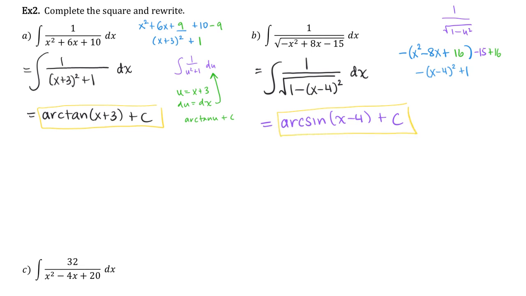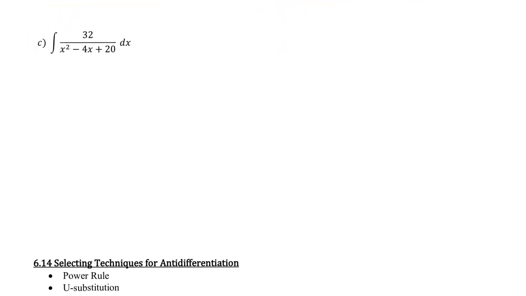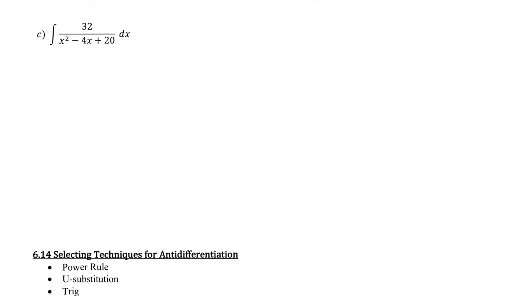Okay, one more, and this one's going to be a little trickier. But it's going to be the same idea. This is going to represent some kind of inverse trig. Again, if I tried to use substitution, I would let this equal u. du would be 2x minus 4, and there'd have to be some kind of x at the top, and there is not. Okay, so I'm thinking it's inverse trig.